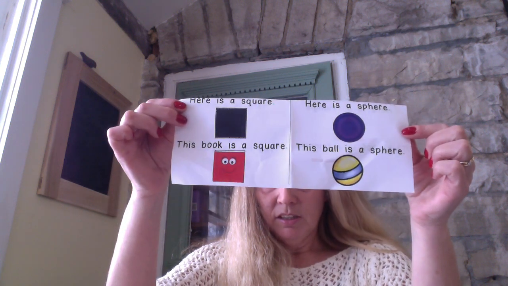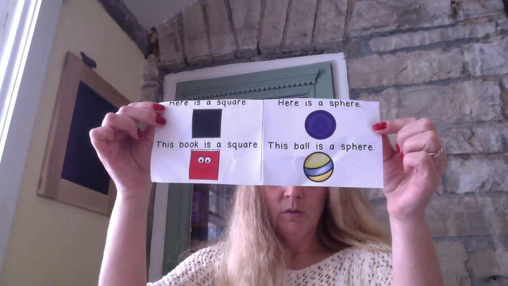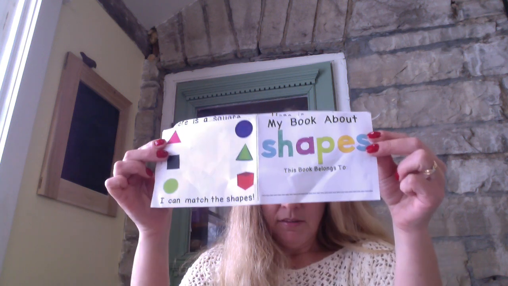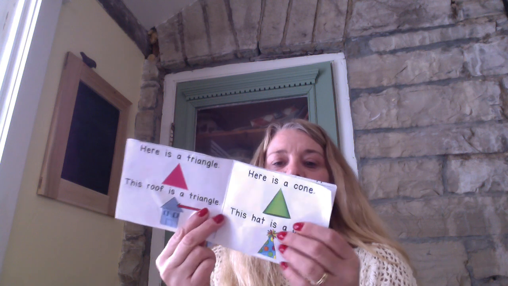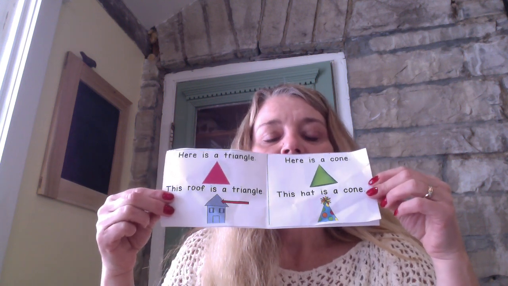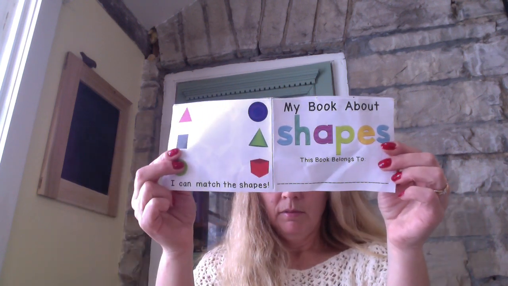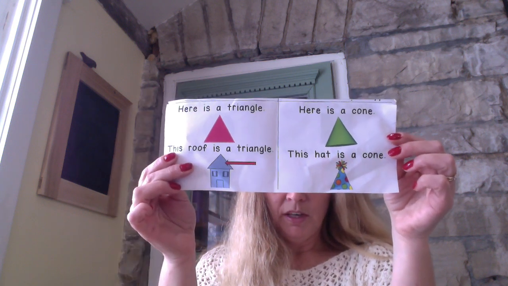Then get the other page. It says on one side, here's a sphere, this ball is a sphere, here is a square, this book is a square. And put that on top of the other page. So when you have this on top of this, then you're going to see in the middle the triangle page. So this will be on the bottom, My Book About Shapes, and the triangle page and the cone page will be on the top.